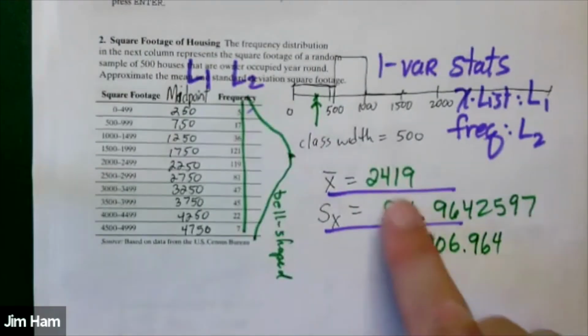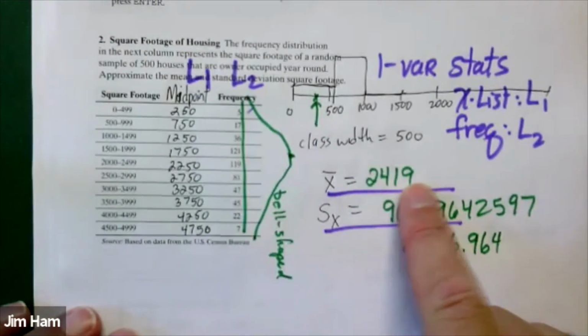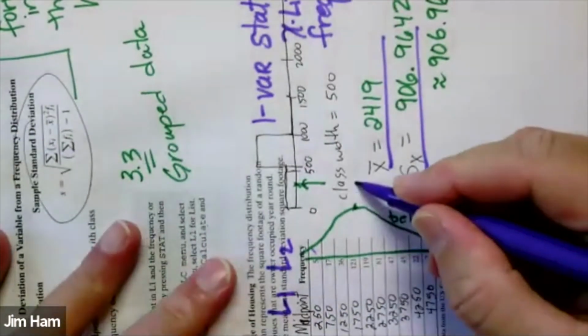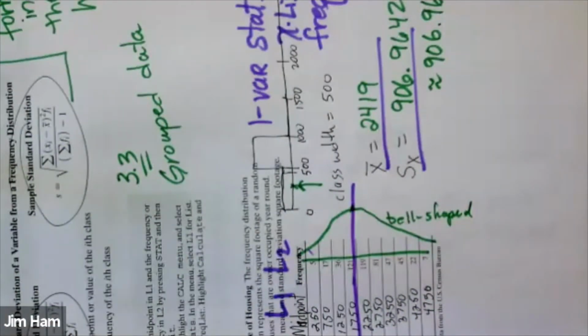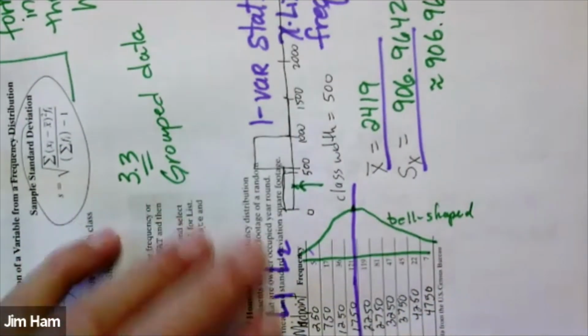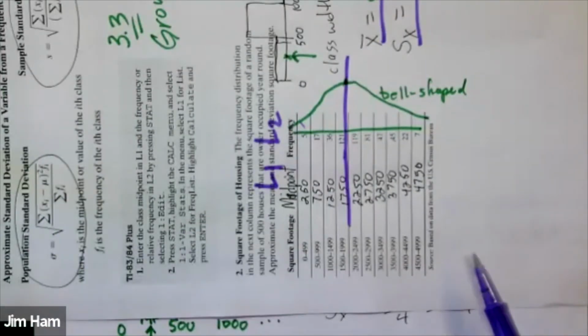Does that make sense that the mean is 2,400? Looks about right in the middle here. Looks like it's a little bit lower than that. The range would go from 5,000 down to 0. 5,000 minus 0 is 5,000. If you divide that by 4, you get 1,250.